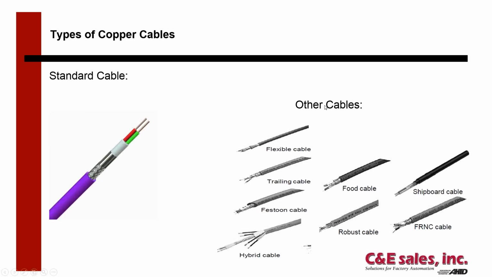Now, Siemens also makes a wide variety of Profibus cables for different situations. If you're going to be on a device that's moving and the cable tray may be moving, you may need a flexible cable. They make a trailing cable. If you're going to have to do a festoon type setup, they make a festoon cable. They make a hybrid cable, a food cable. If you're lucky enough to work on a ship and you might be exposed to salt water, they make a shipboard cable.